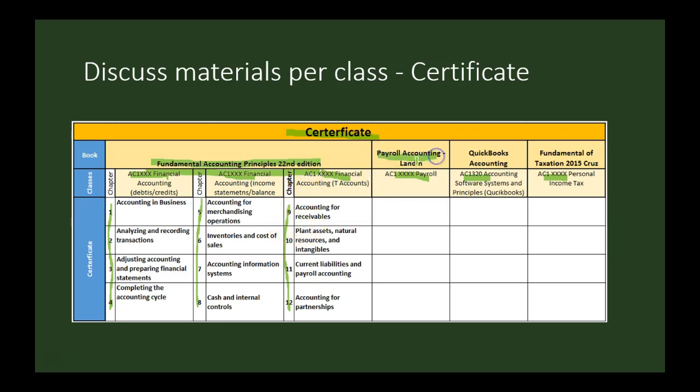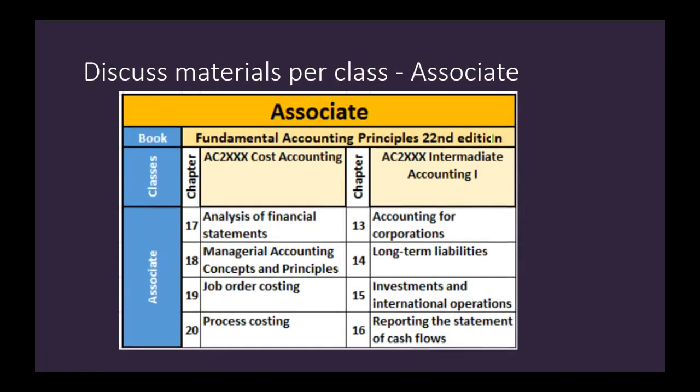The payroll class, we have a payroll book that uses Connect. The tax class, we have a book that uses Connect as well. And again, the QuickBooks class does not use Connect. It doesn't have a QuickBooks book. But again, the workbook that we're using, we have strong resources for it. We've made a lot of stuff for it, and that's actually our highest performing class. So we're doing well on that one.